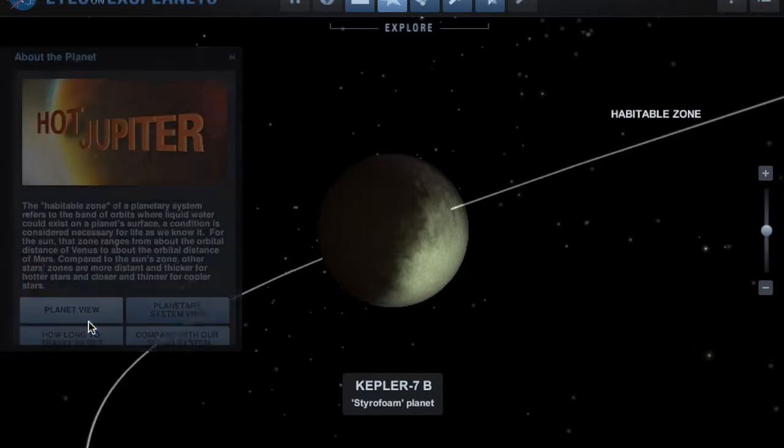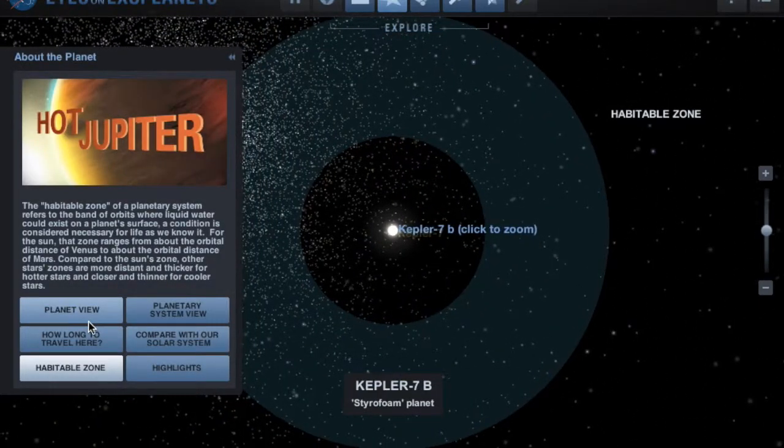And its habitable zone is depicted here by the bluish halo, and it can show where liquid water could exist on a planet's surface, which of course everyone knows is kind of necessary for life to be able to produce.